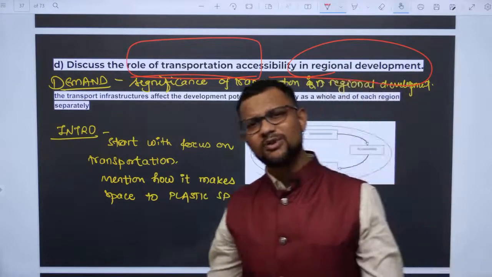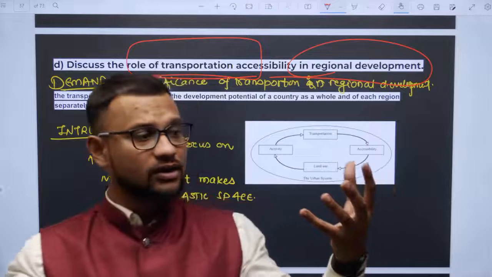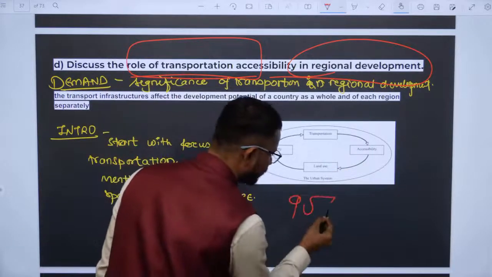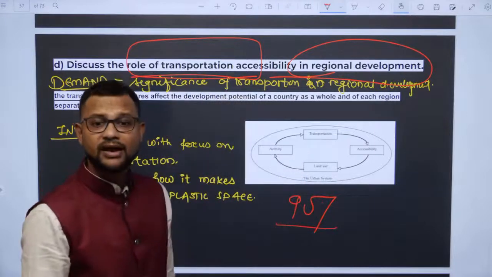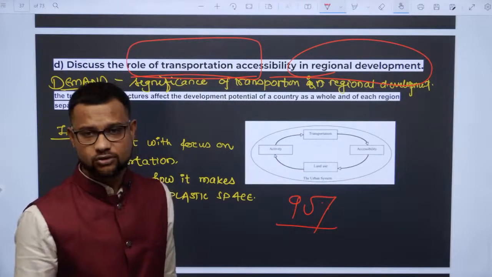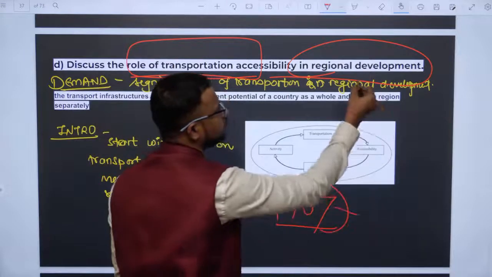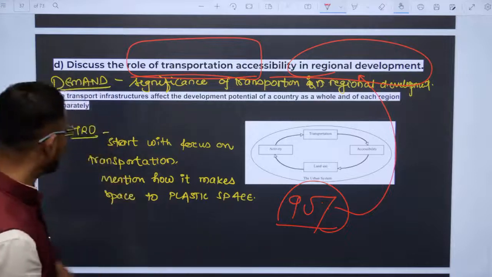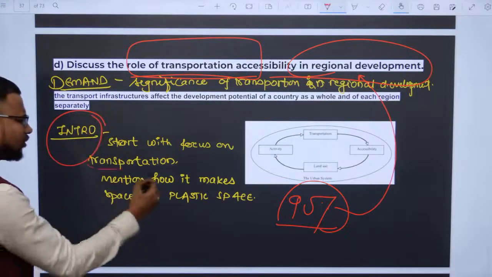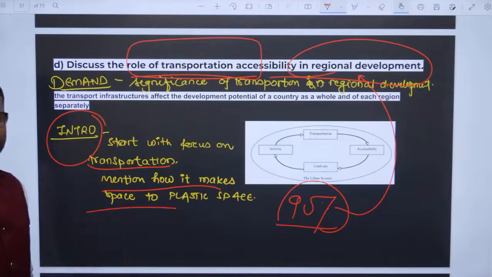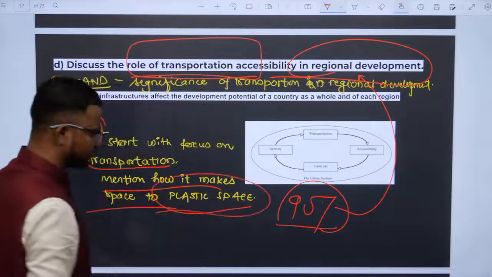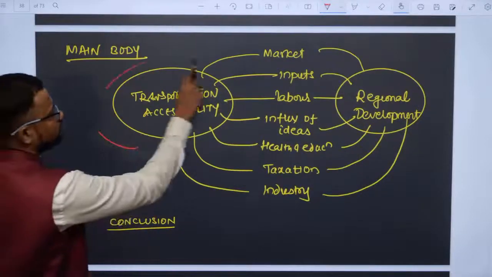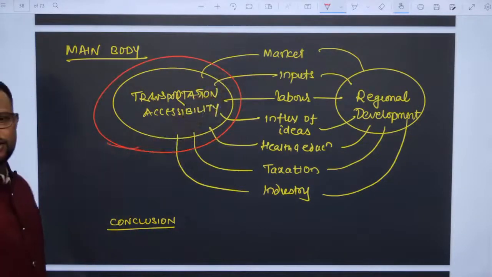यस, देखो, वर्ल्ड में वैसे भी तो ट्रांसपोर्टेशन ने बहुत इकोनॉमिक डेवलपमेंट लाया है, राइट? As I told you, 90% of trade in the world is by maritime transportation. Don't you think it has ensured economic development? Absolutely, it has. So in the introduction, write about the significance of transport, and say about the concept of plastic space. Then you can write transportation accessibility and regional development.